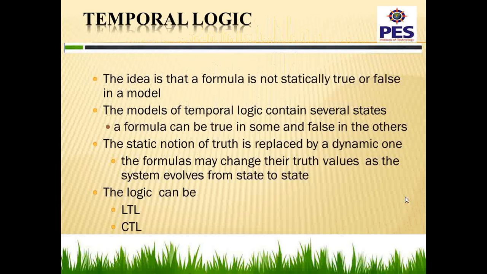The static notion of truth is replaced by a dynamic one, which is saying the formula may change its truth value as the system evolves from state to state. When the system moves from the first state to the next state, the formula may change its truth value. A formula may be true in one state and not true in the next state. That's how this property works.